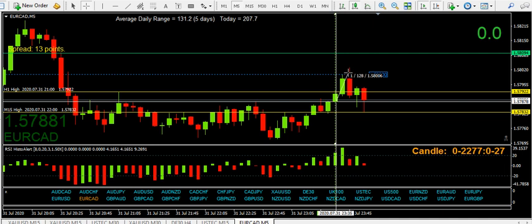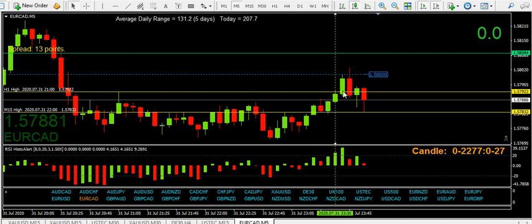Nice little 12 pip move. Remember, I'm only after 5 or 6 pips. This is why you see my trades all been between 5 and 9 pips on these normal pairs, as it were, and then 20s and 30s on gold and such like. Just trade the gaps, and that was the gap to that level there.